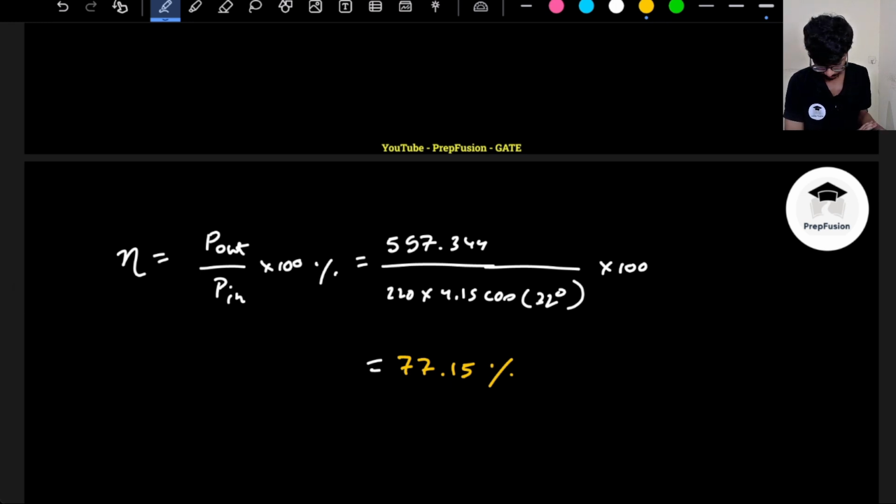Have I done it properly? I will calculate once again: 220 into 4.15 into cos of 32, and 597.344 divided by this. Yeah, 77.15 percentage. This will be the answer of the final question.